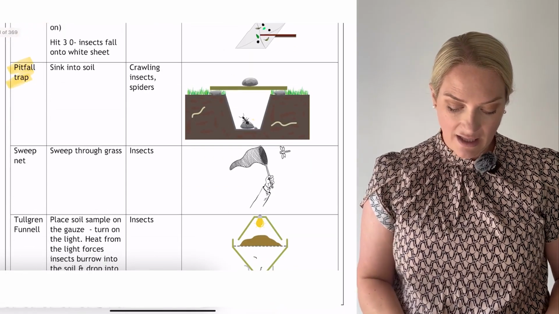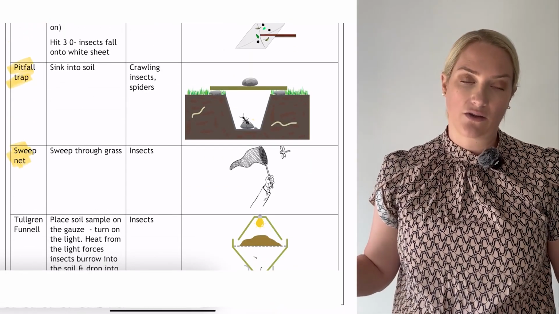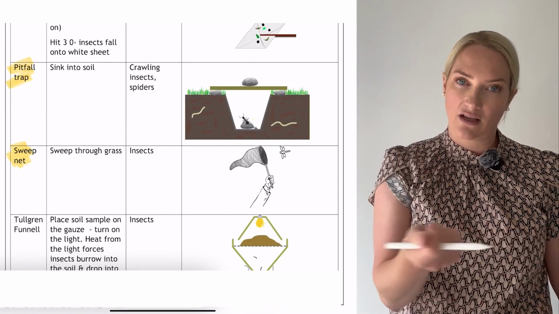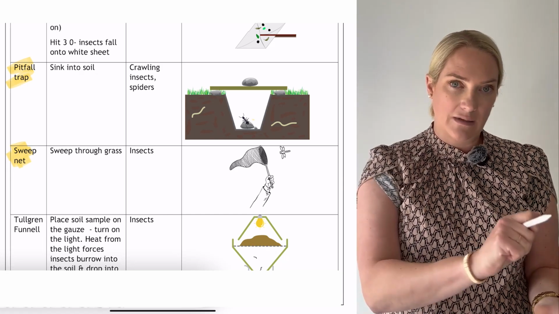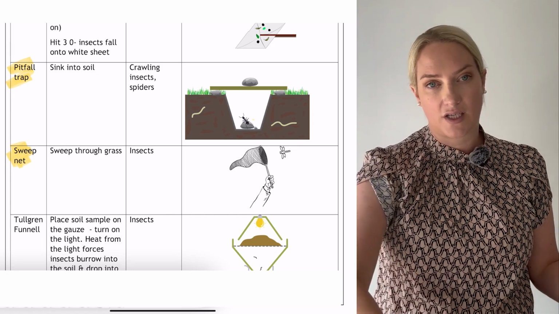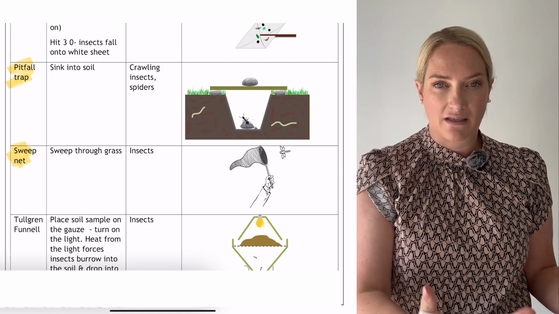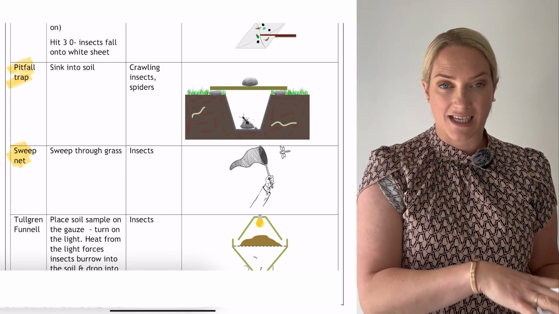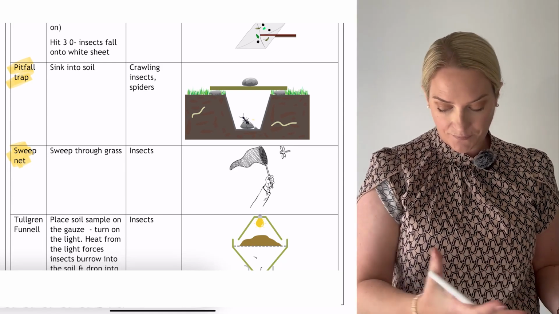A sweep net, so you may use a sweep net, and that would go through long grass. You'd run that through long grass, and then you can turn the contents of that sweep net onto a white sheet. So again, we're able to identify what the insects are there. If you can't identify them, we use a key.